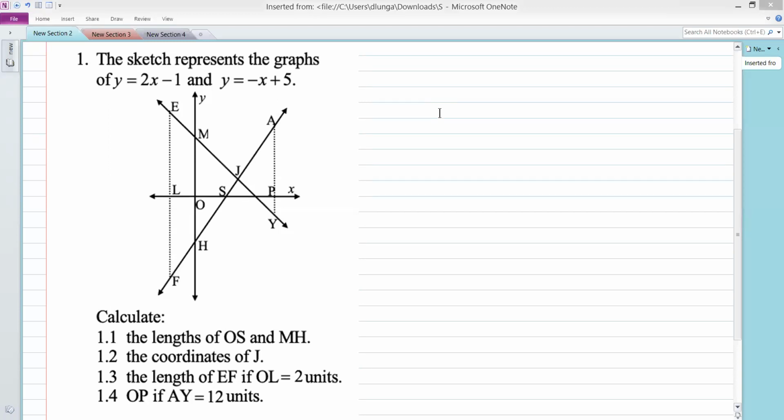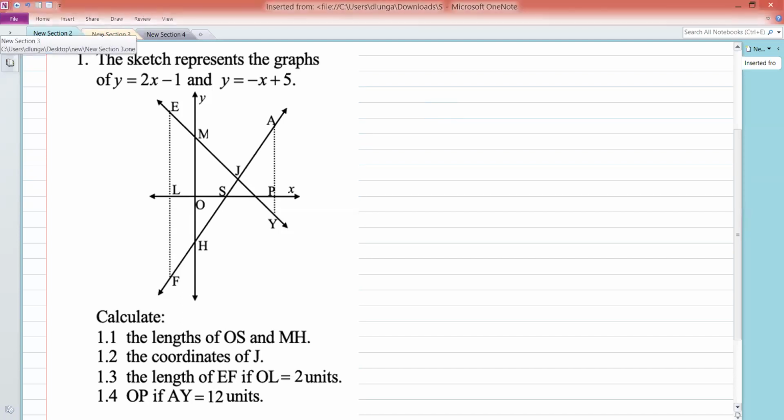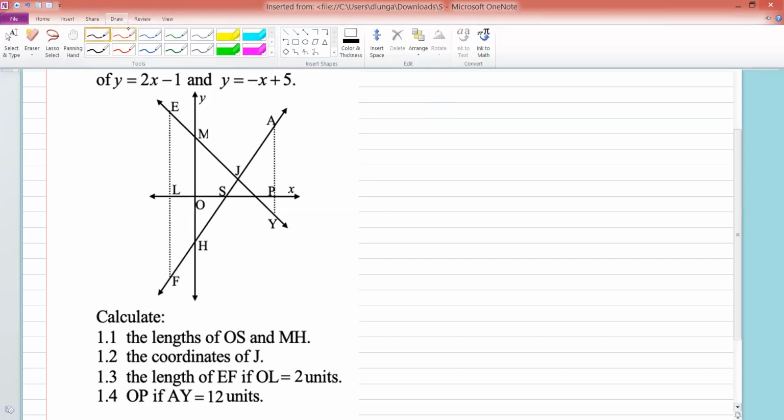The section for this is called graph interpretation. Whenever they're referring to graph interpretation, they're referring to this. They'll give you sketches and then ask you to work out certain things. The first thing we're going to do is look at the lengths OS and MH. Let me highlight them for you.